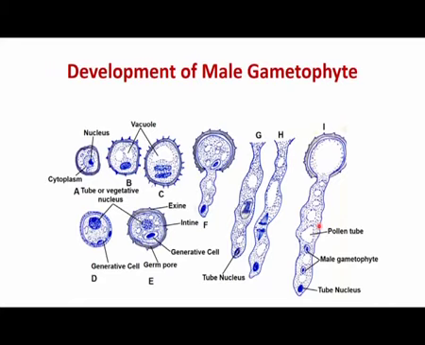Each male gamete consists of a nucleus surrounded by a thin sheet of cytoplasm. It has been observed that a series of... so this is what is happening.